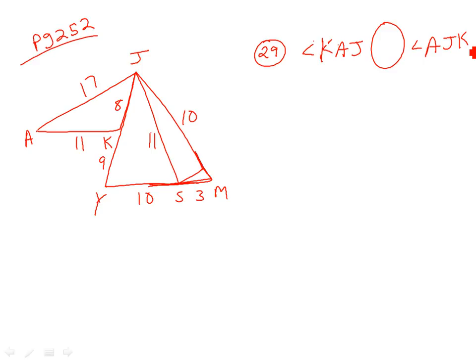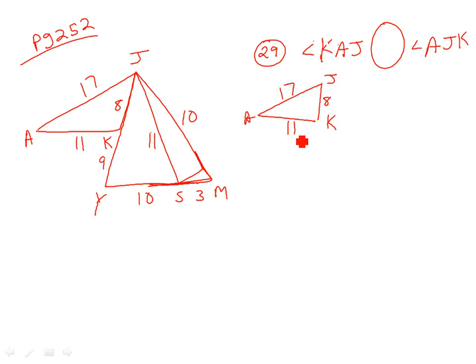Angle KAJ and angle AJK. Angle KAJ, Robert, where's angle KAJ? Which triangle is it in? One on the left, one on the right, one in the middle, big one, one on the left, so this one right here. So if I split off this triangle, look something like that maybe. That's J, A, K, this side's 8, this side's 17, this side's 11.